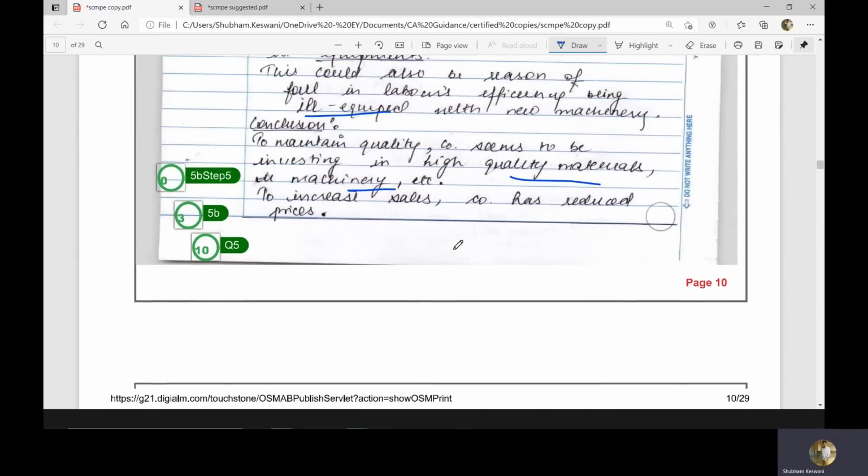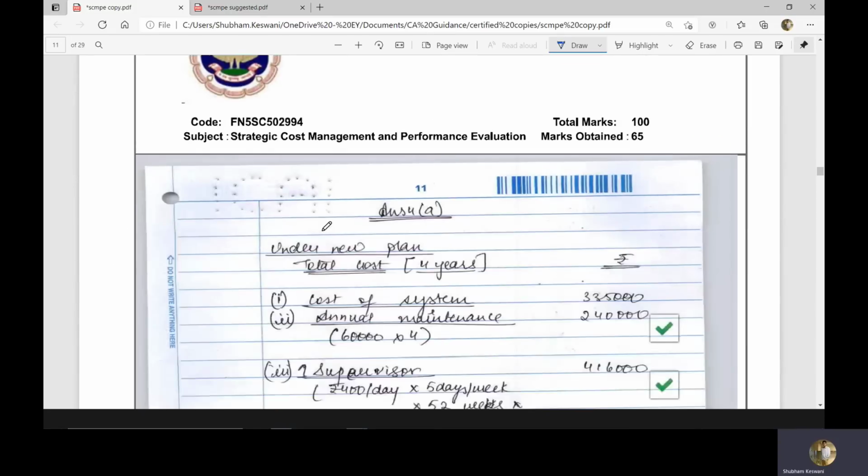So here I ended my answer and ultimately scored, I think, 3 marks out of a total of 10 marks in this question. In question 5, I could manage only 10 marks out of 20, and this was my second question. I'm not sure what would be going on in the mind of the examiner.